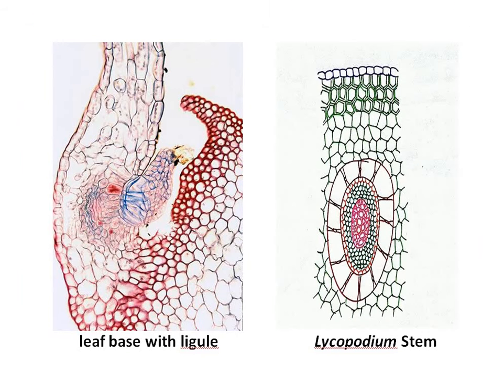The xylem is exarch with one or two protoxylem groups. It consists of only tracheids.